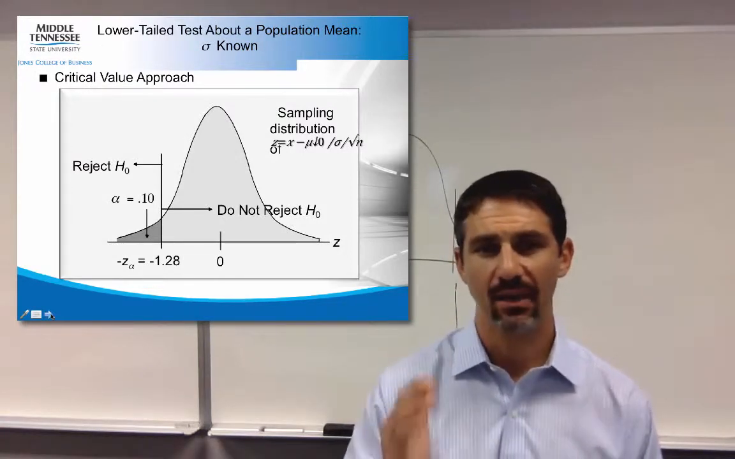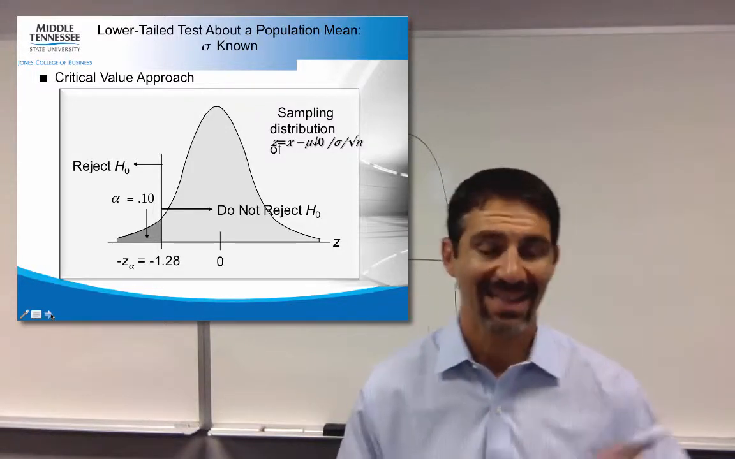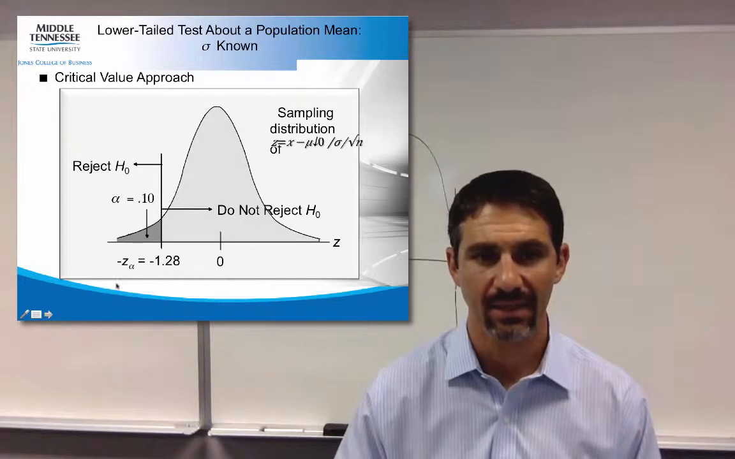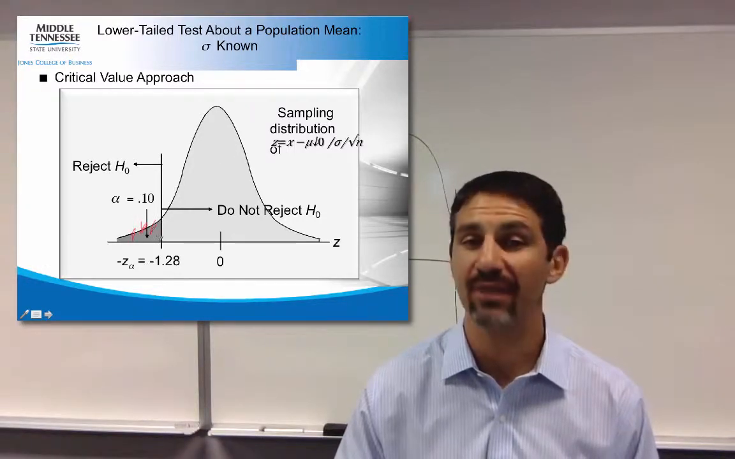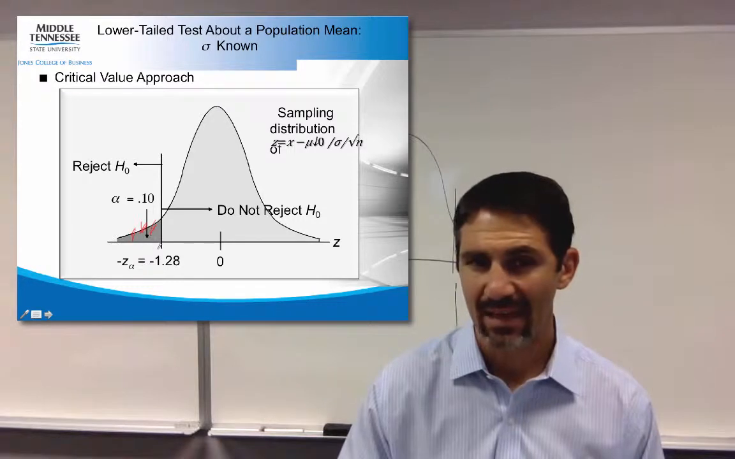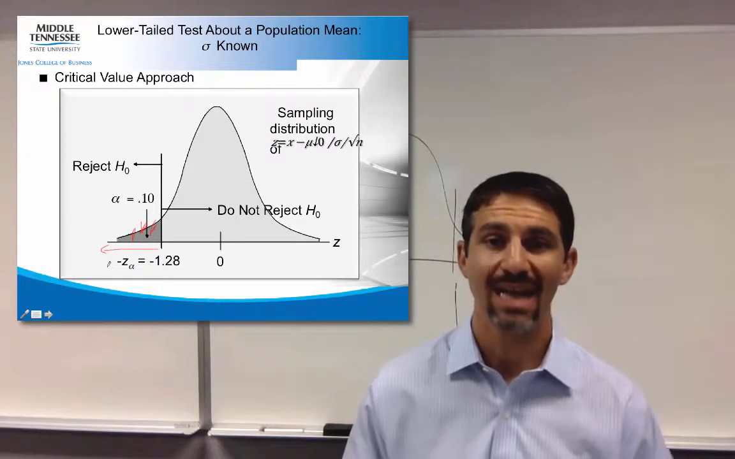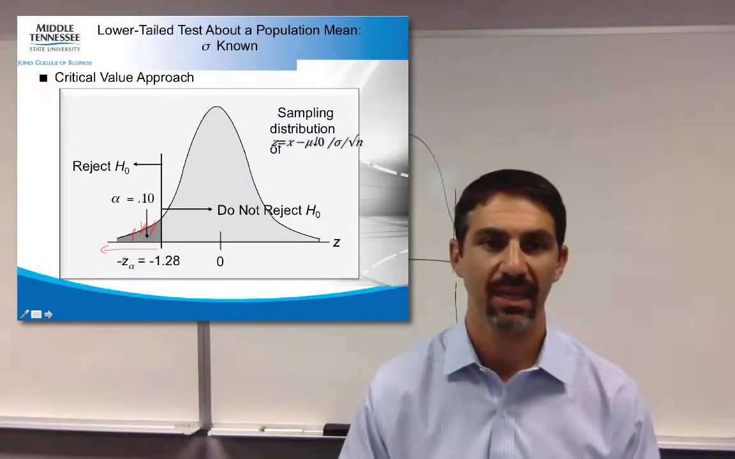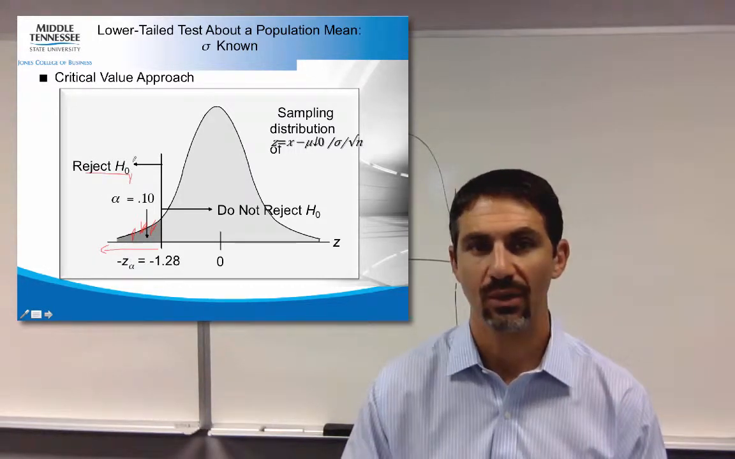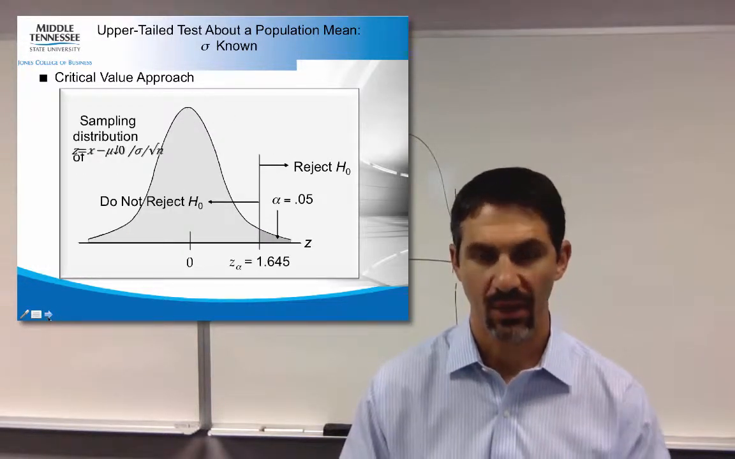So if we set up and said our critical value is negative 1.28, anything in this area would be significantly different, which means that it's less than negative 1.28. So a negative 1.6, a negative 2.5 would be in this region, and that would be significantly different than the mean, which is again why you support or do not support the null in this case.